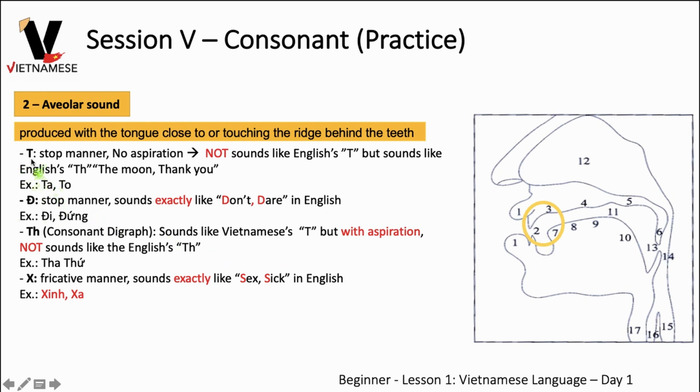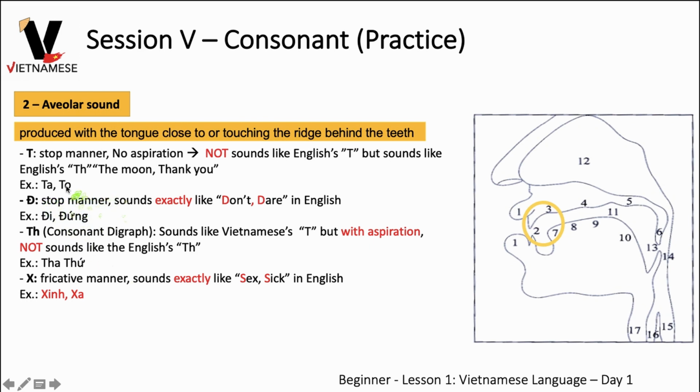T. Stop manner, and remember, no aspiration. And this consonant doesn't sound like the English T, but it sounds like the English TA. For example, the moon or thank you. For example, ta. Remember, it doesn't sound like ta or ta, but ta and ta.